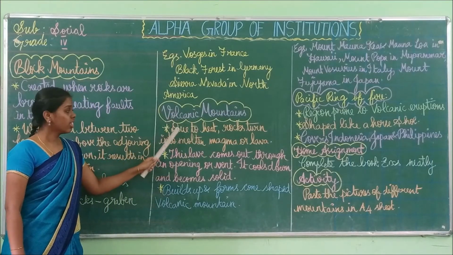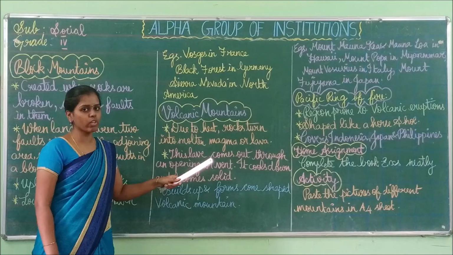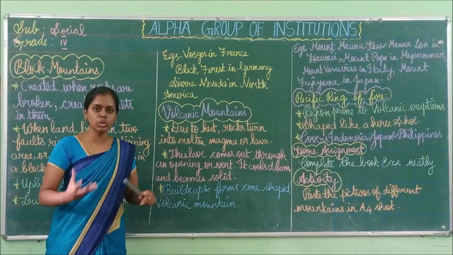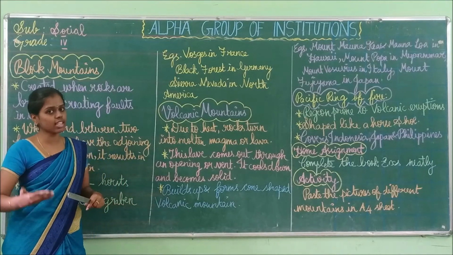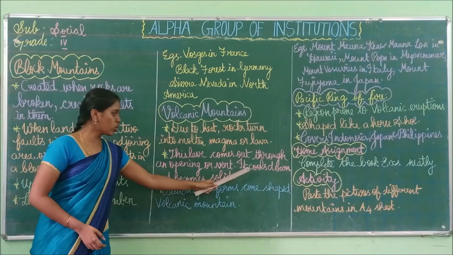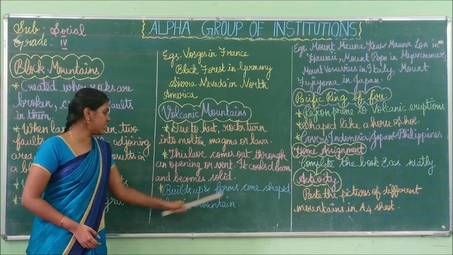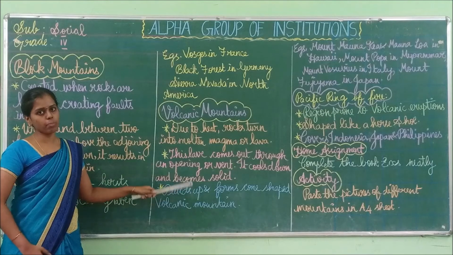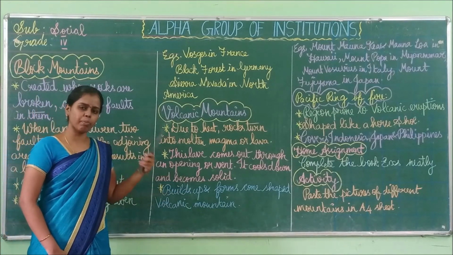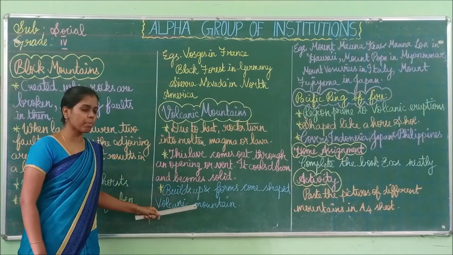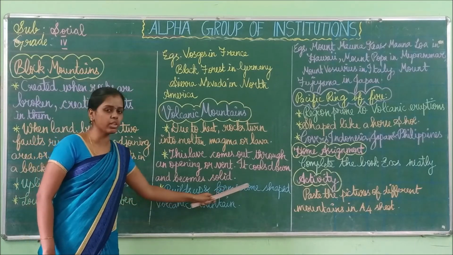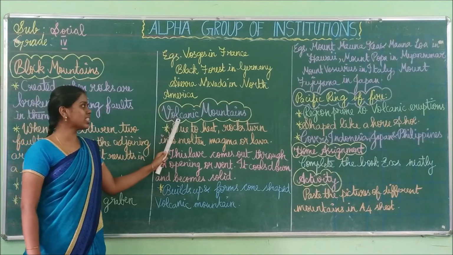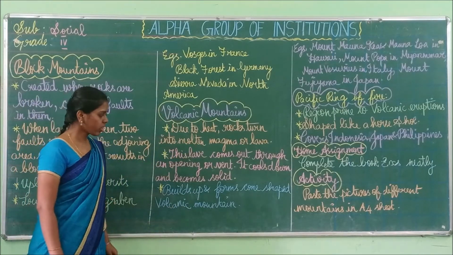So, due to heat, the rocks will become lava. This lava will come out through an opening, and after coming out, because of the cold, it becomes solid. This process will be repeated many times. Because of this repeated process, it will be built up into a cone-shaped mountain. These mountains are known as volcanic mountains.